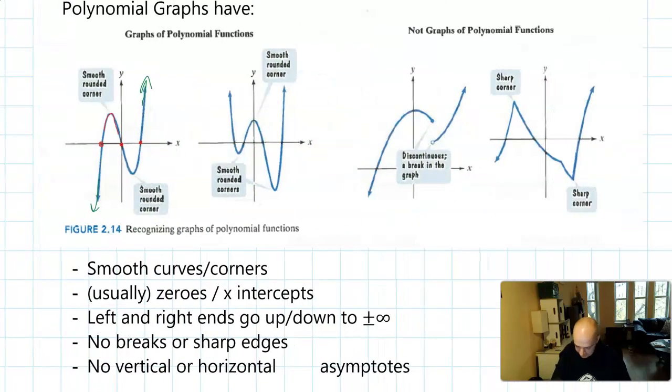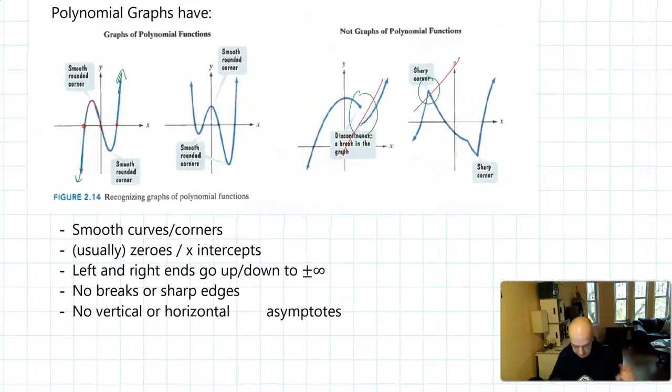On the other hand, on the right, you can see some graphs that are not polynomials. Your graphs of polynomials should never look like this. They should never have any kind of breaks, and they should never have any kind of sharp corners. If you find yourself making a graph with any of those features, it is not a polynomial graph. Smooth curves, zeros and intercepts, nice, well-behaved end behavior to the left and right, no breaks, and no vertical or horizontal asymptotes, which you may not know what those are yet, but they don't have them.